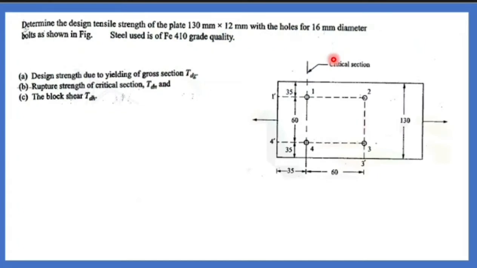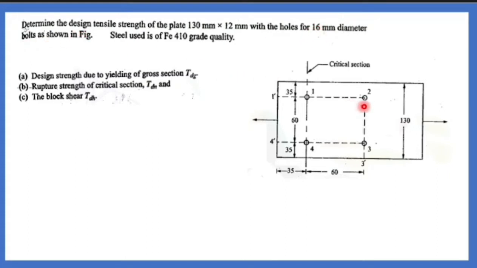Determine the tensile strength of the plate. You have plate number 1 of size 130 mm by 12 mm. This is width of the plate 130 mm and the thickness is 12 mm. Okay. With the holes of 16 mm diameter bolt. So they have given only the diameter of bolt. Then what will be the diameter of hole? 16 plus 2, that is 18 mm diameter of the hole.